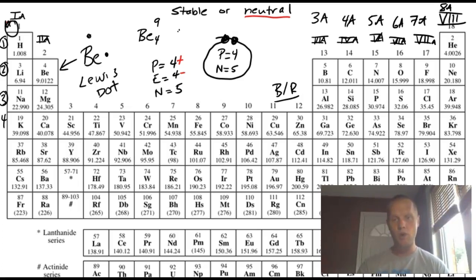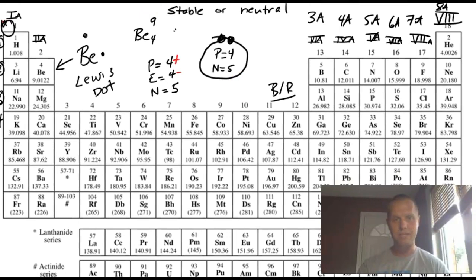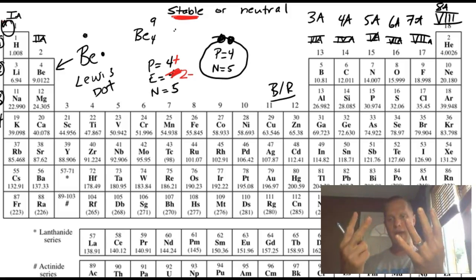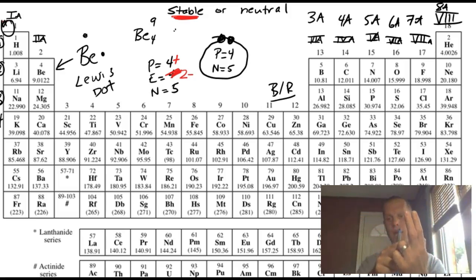Now, we would no longer be neutral at this point. We would now be stable. Okay? Now we would have a full shell. How many electrons do we have now? We now have 2 electrons. So question, if you've got 4 positives and you've got 2 negatives, what's your charge? Well, the 2 electrons cancel out with 2 protons. You now have 2 protons left. This has a positive 2 charge at this point.